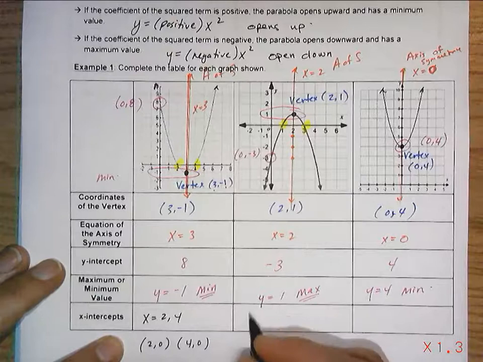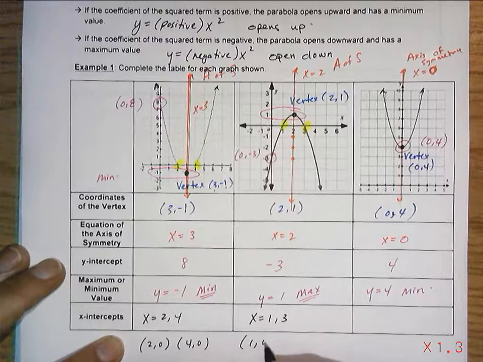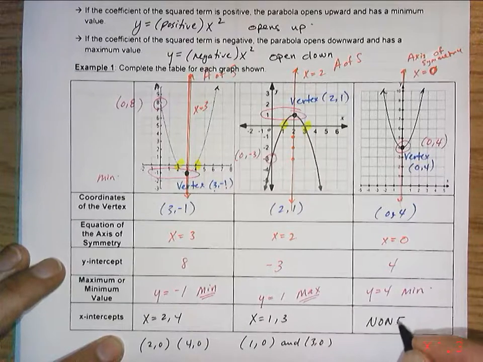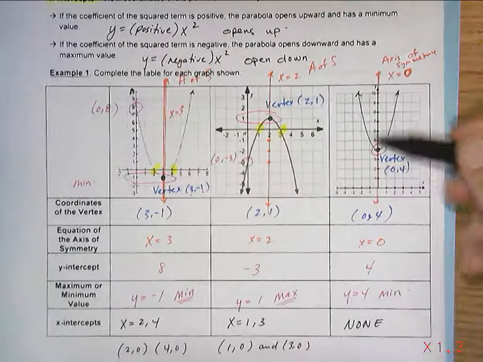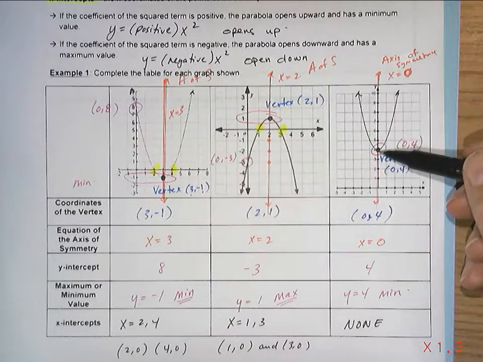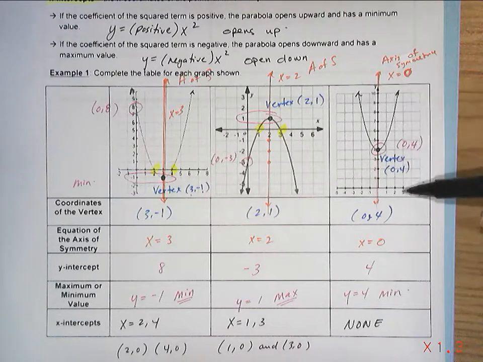This one has two x-intercepts, x equals 1 and 3, which means it's going to cross at 1, 0 and 3, 0. And this one has no x-intercepts. It opens up, and its vertex, its lowest value, is above the x-axis. So if its lowest value is above the x-axis and it opens up, it's not going to cross the x-axis.